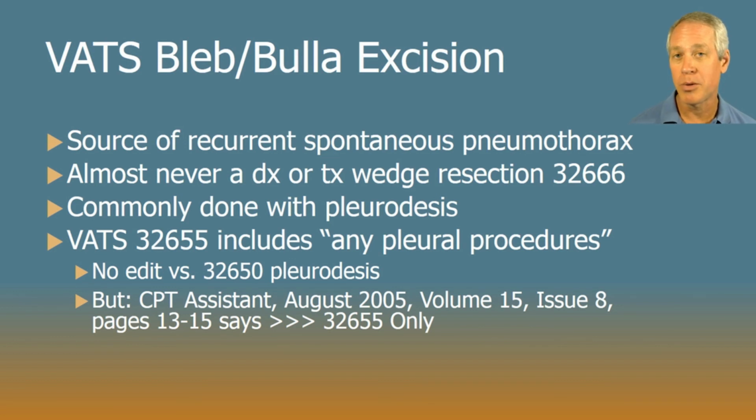Now it's commonly done with a pleurodesis. So we have to see in the descriptor of 32655, it includes any pleural procedures. So it's a head scratcher because a pleurodesis is commonly done with the bulla excision. There isn't an edit against 32650 pleurodesis, but there is a CPT Assistant that says we only code the 32655. As of at least 2018, that was still in effect. So that kind of clarifies a little ambiguity with CPT.